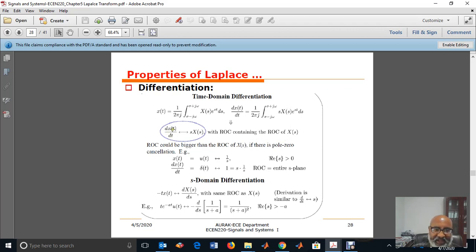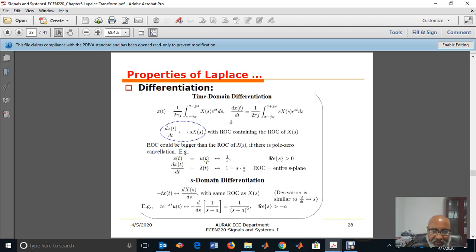So if I have the second derivative, it will be s squared times X(s). Again, the region of convergence could be bigger than the region of convergence of X(s) if there is pole-zero cancellation. Let's see this example.